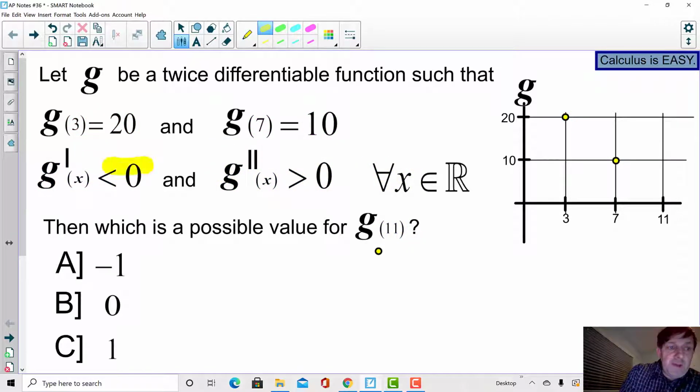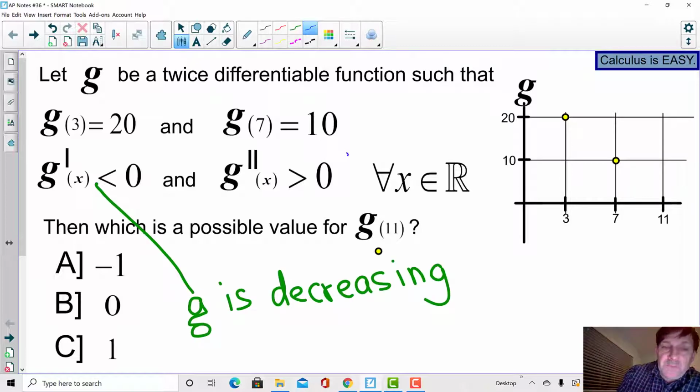So you always have the first derivative is less than 0. So what does that mean if the first derivative is less than 0? It means the original function is decreasing. Now if we know that g is always decreasing, then when x is 11, the only thing we know is that the y value is going to have to be less than 10. That's all we know at this point. So this tells us that g is decreasing.